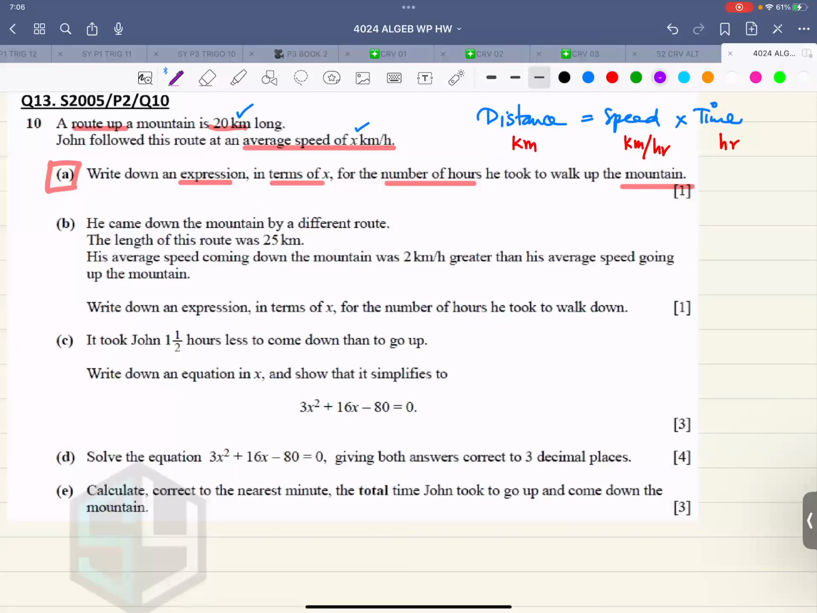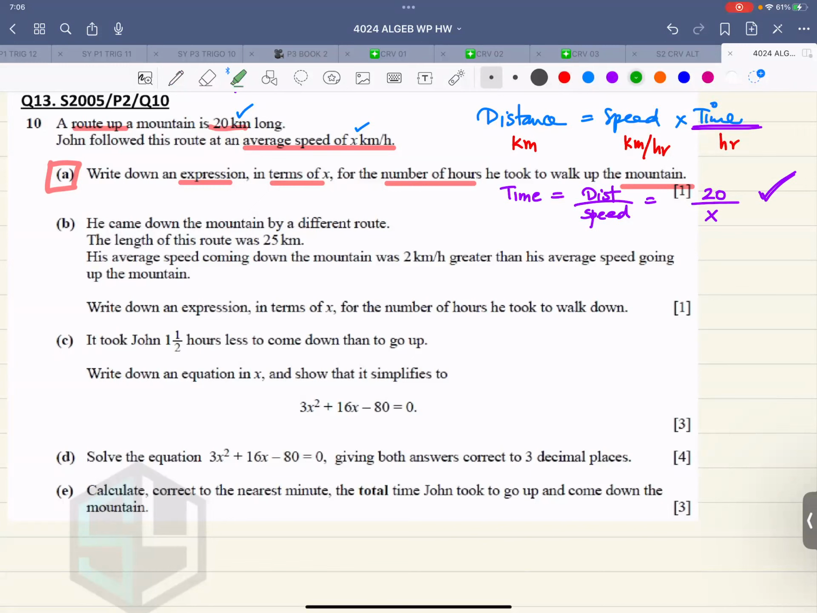Now, we are interested in finding an expression for time. So therefore, time equals distance divided by speed. What is the distance? That is 20. And what is the speed? That is X kilometers per hour. For one mark, this is the expression that we get. Now, let's move ahead and go to the next part.